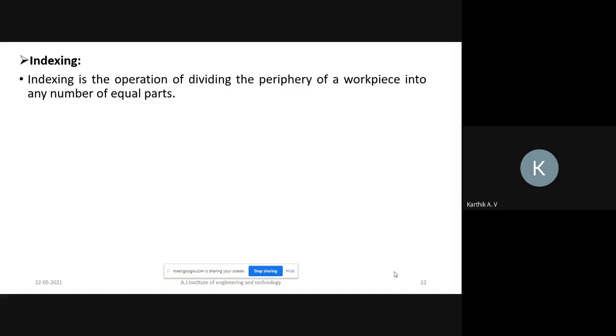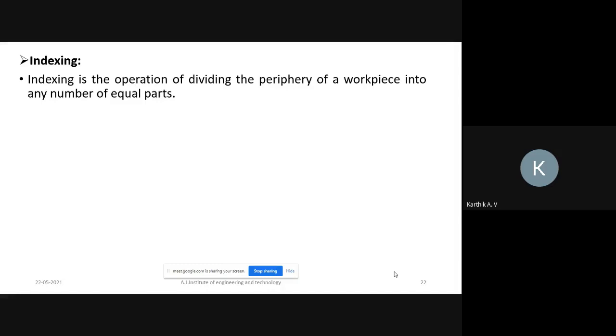Okay, so indexing is the operation of dividing the peripheral of a workpiece into an equal number of parts. Have you seen gears? A gear has a number of teeth, and each tooth is equally divided. That division we can make with the help of this indexing mechanism. One circumference, one circle, how can you divide it into an equal number of parts? It may be 2, 3, 4, 5, 6. Two is nothing but a half circle.